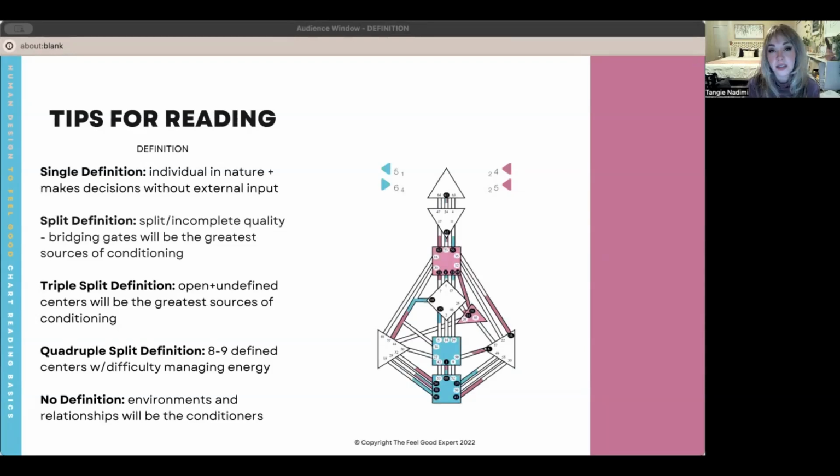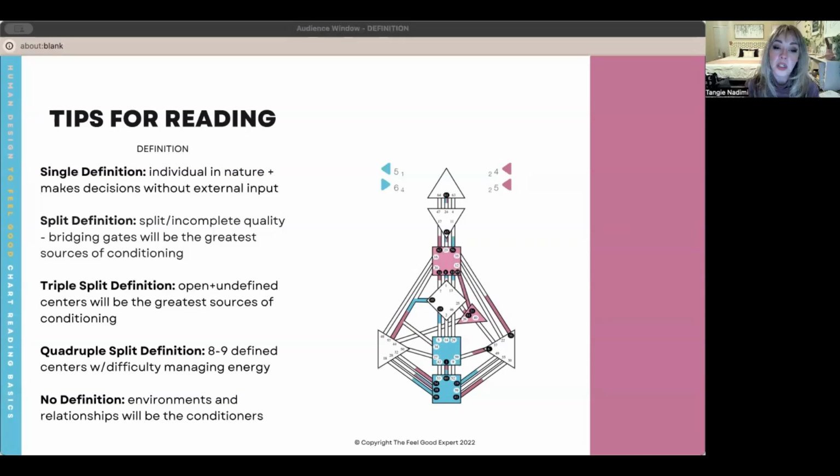Single definition is typically a very independent person, individual in nature, and is able to make decisions without external input. All of that energy is happening in a continuous flow for them. Split definition has a split or incomplete quality. The bridging gates will usually be the greatest source of conditioning for them. So if you can put words to those specific gates and say, this is not self for you, that is super helpful for someone with a split definition, especially if there is just a few gates that would bridge that split for them.